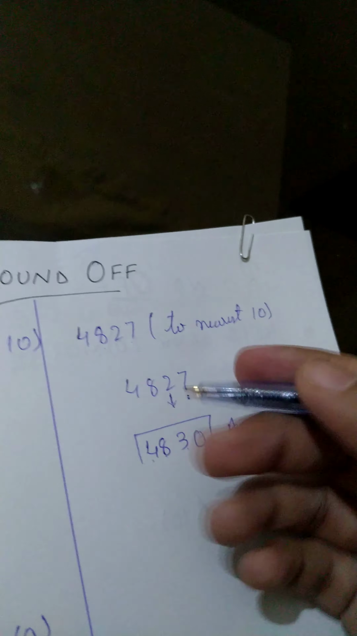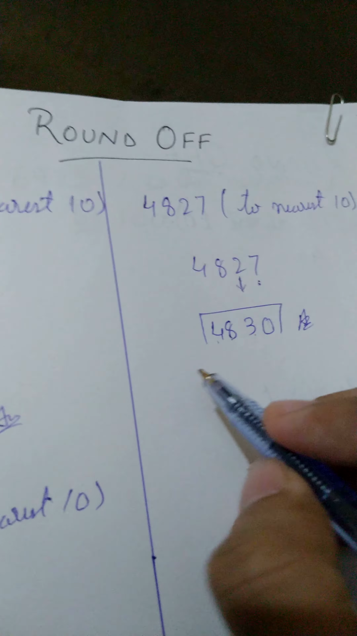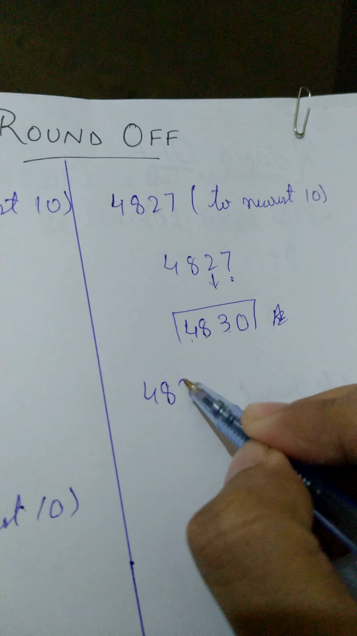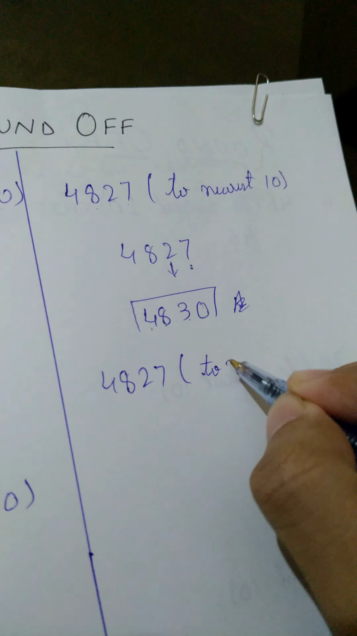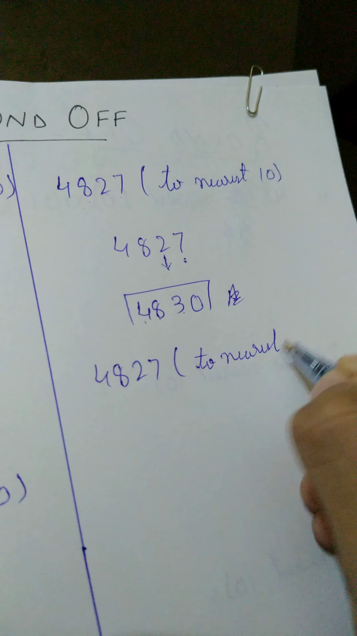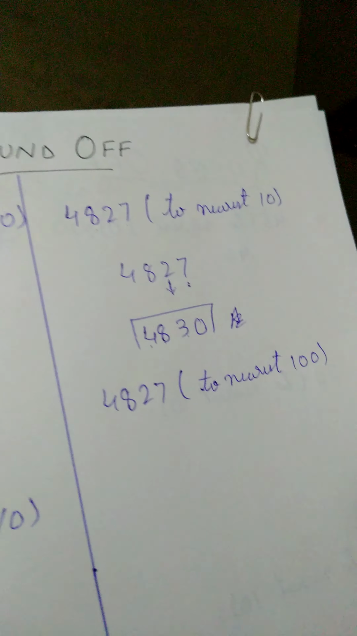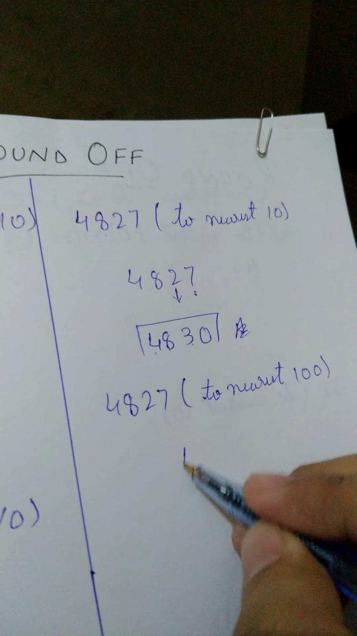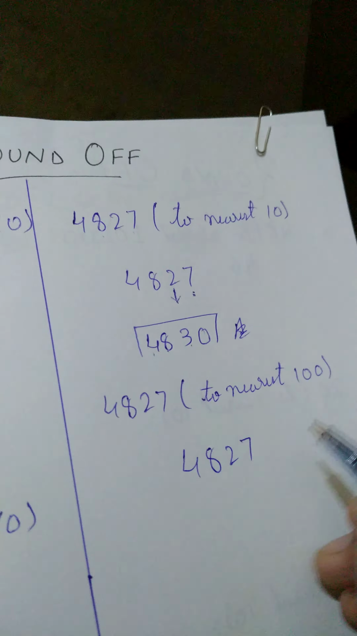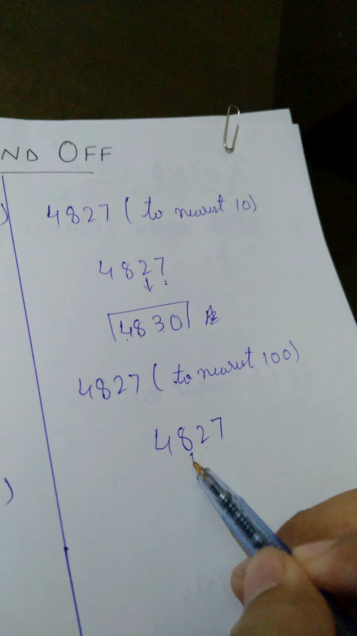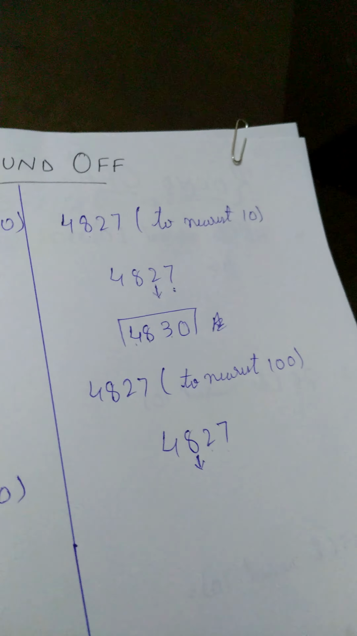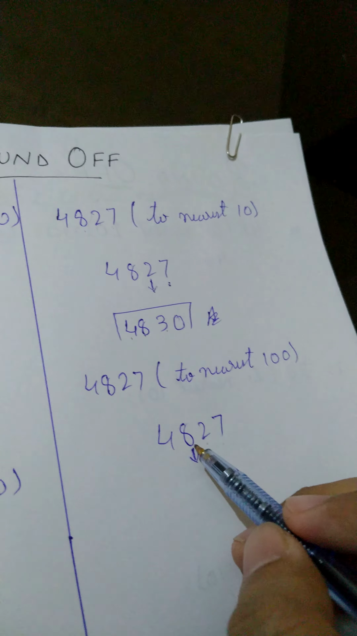Okay, I will take the same example so you can understand it better. 4827, this time to the nearest 100. Okay, so write the number again. Let's identify the places. Units, tens, 100. Now you can see 100 is at the 8th place, so I will have to round it off.